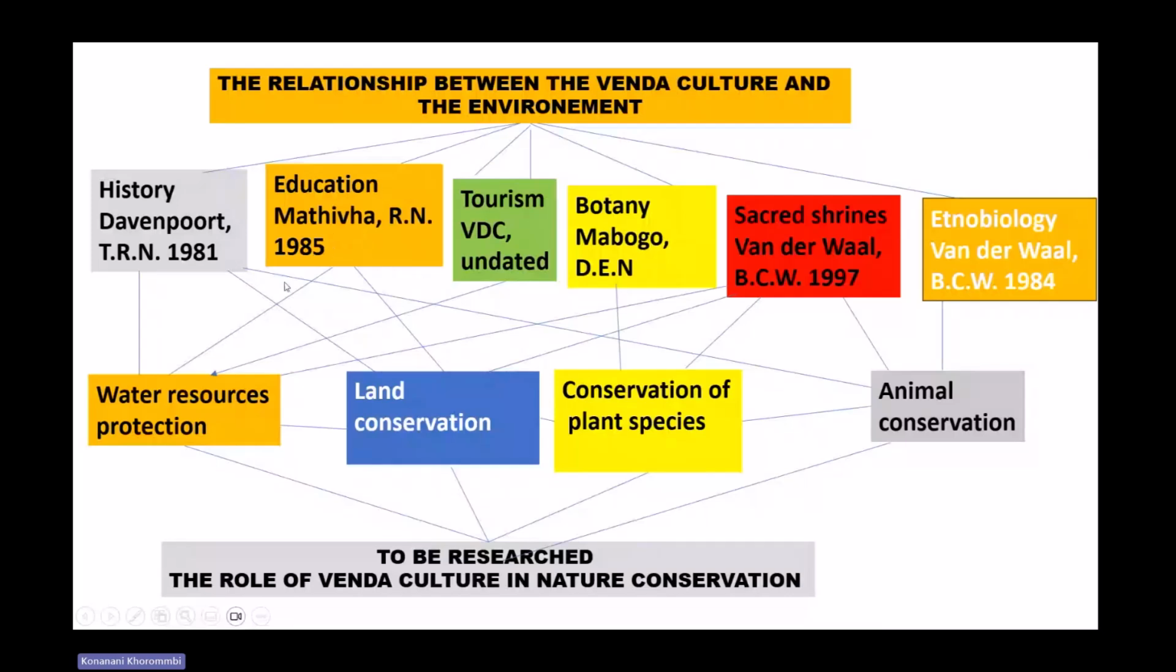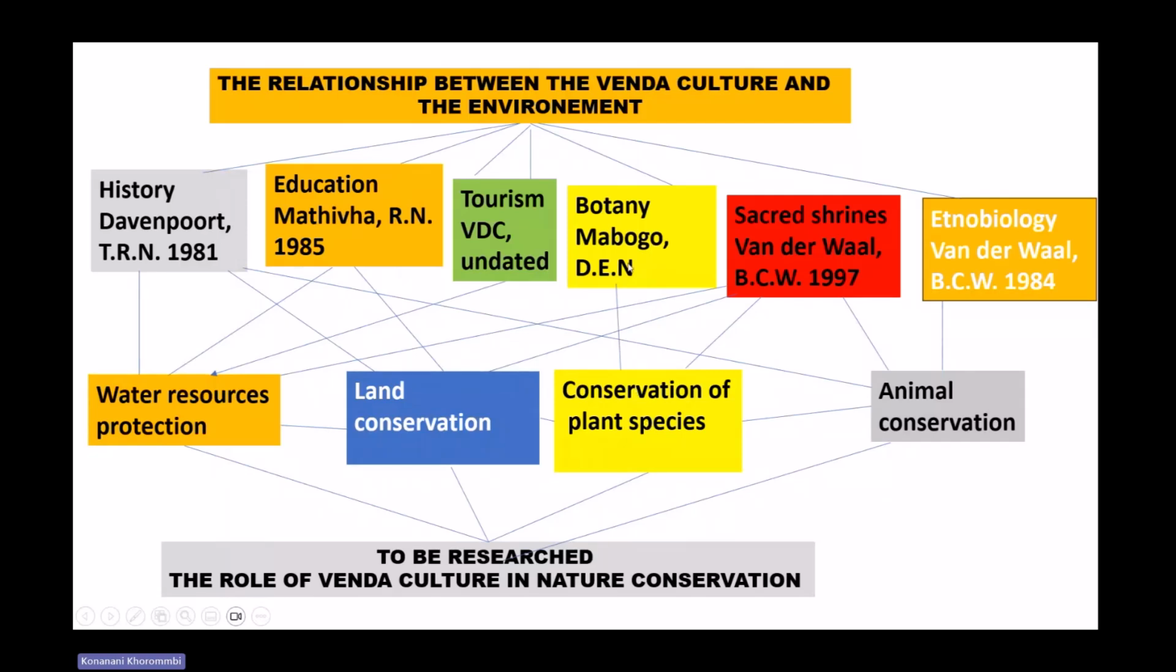And if I go on and on, the historical work, VDC, undated, also wrote something about the natural environment and the Bavenda. Botany, this is about plants only. And the guy wrote about the conservation of plant species and their usage. This was Mabogo Edward. He used to be a lecturer at the University of Venda, and he was later employed under the Department of Economic Development, under the division environment.